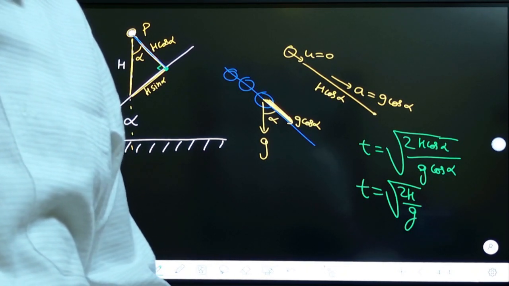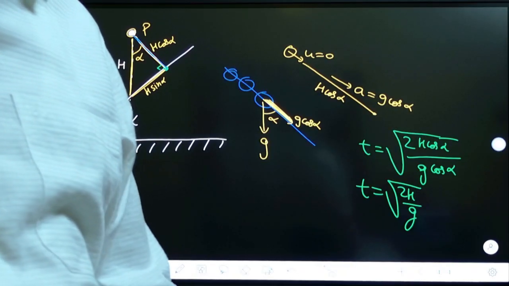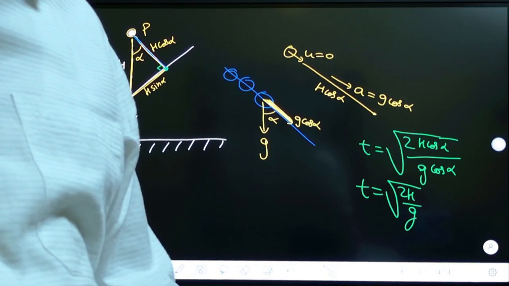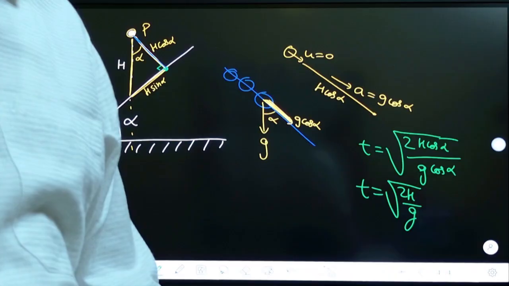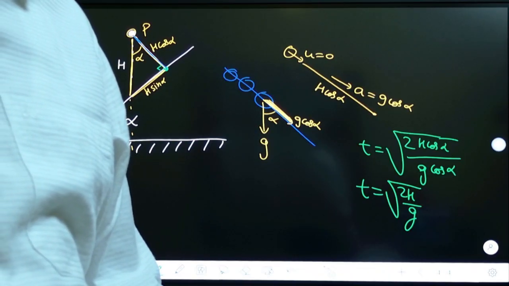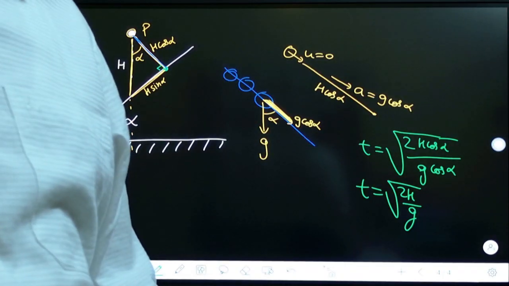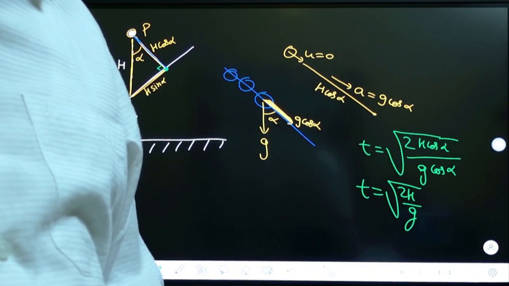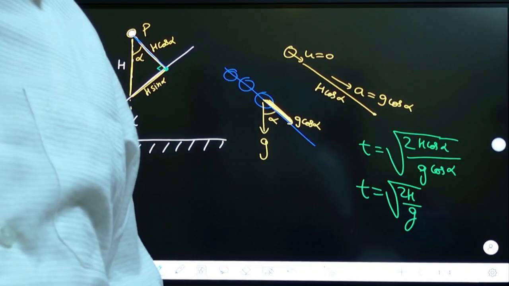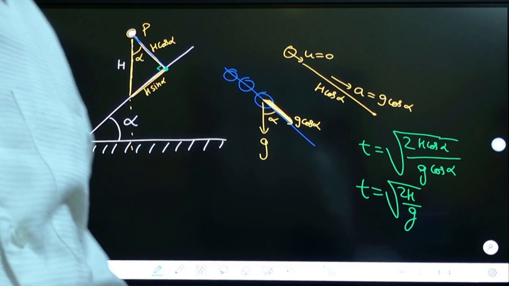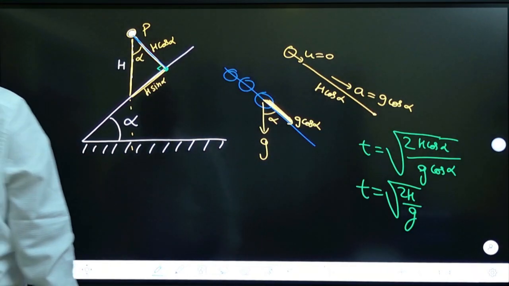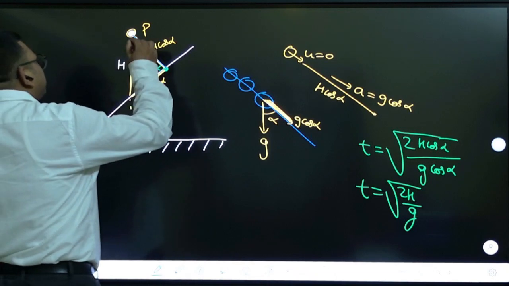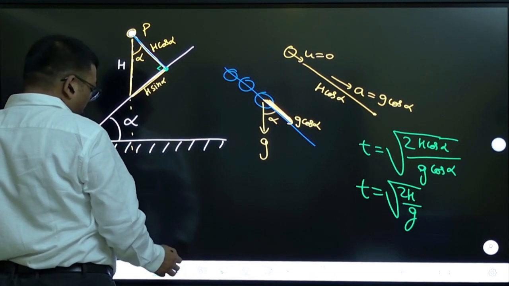Unfortunately, that is not the correct option. Root under 2h by g looks very simple, right? So that is not it, something more will be there in this calculation. So that distance we cannot say that it is falling along that distance. Okay, that distance we cannot say. So what else then? If it is not falling along this distance, okay, let us consider that it. Yeah, tell me.